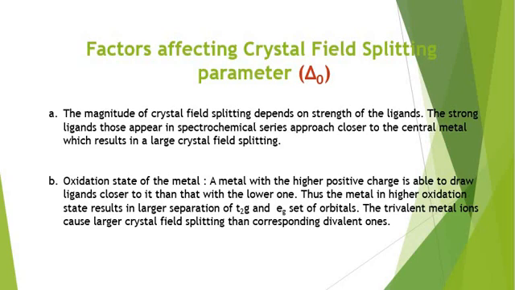The metal which has a higher positive charge is able to draw ligands closer to it than the metal which has a lower oxidation state. So the metal in a higher oxidation state results in larger separation of the t2g and eg sets of orbitals.